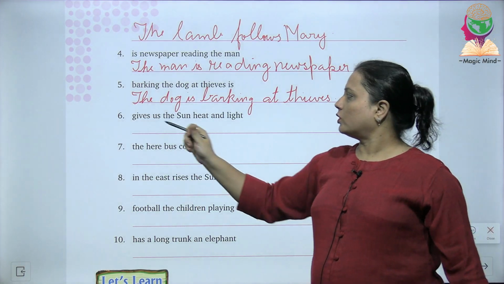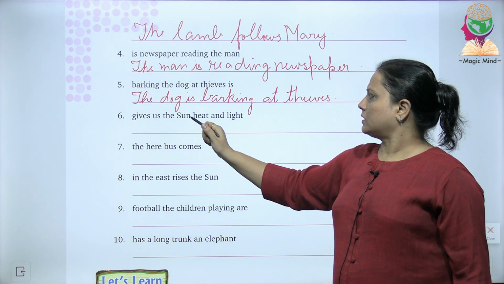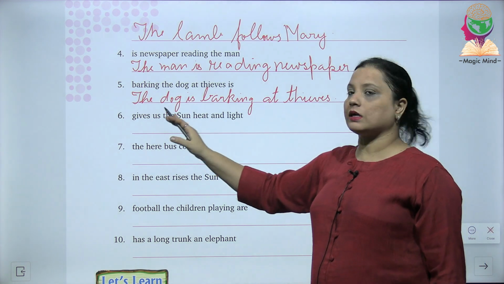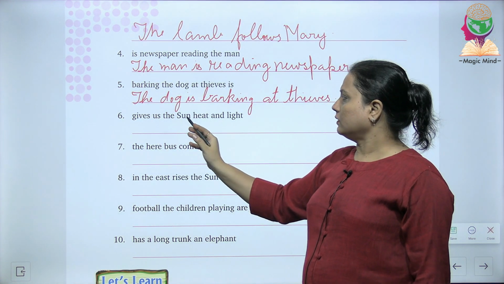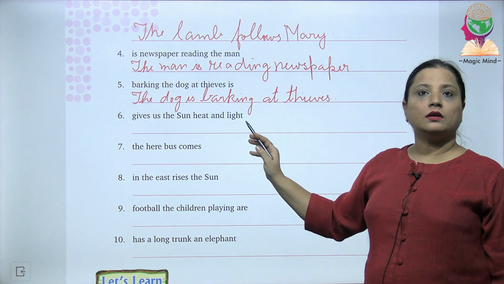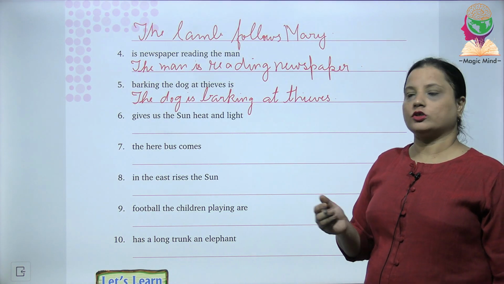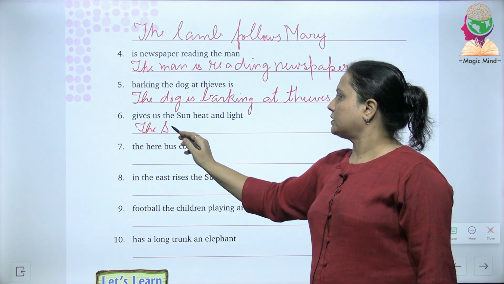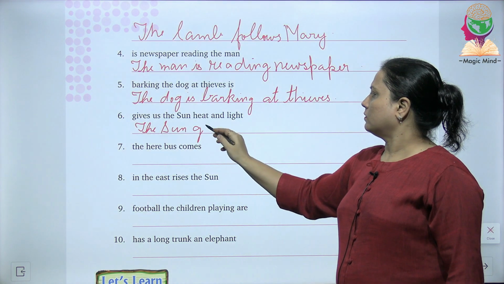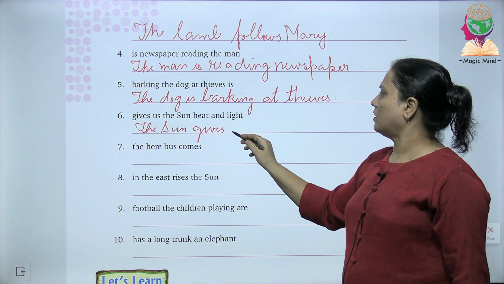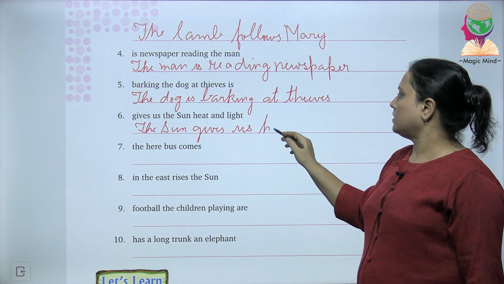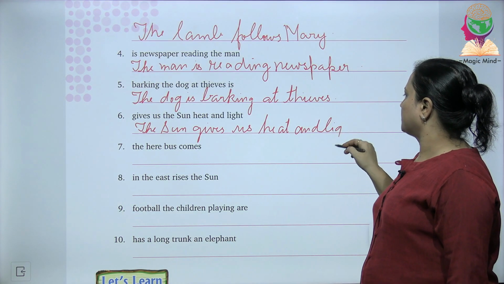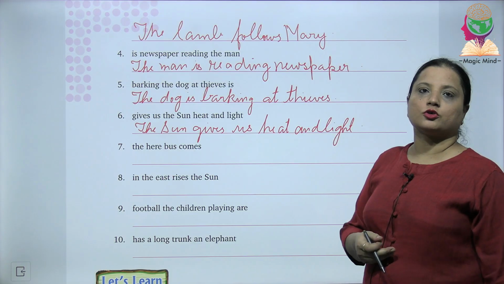Then the sixth group of words is, gives us the sun, heat and light. What will be the correct sentence for this? The correct sentence will be, the sun gives us heat and light, and then a full stop. Then let's write it over here. The sun gives us heat and light and a full stop.